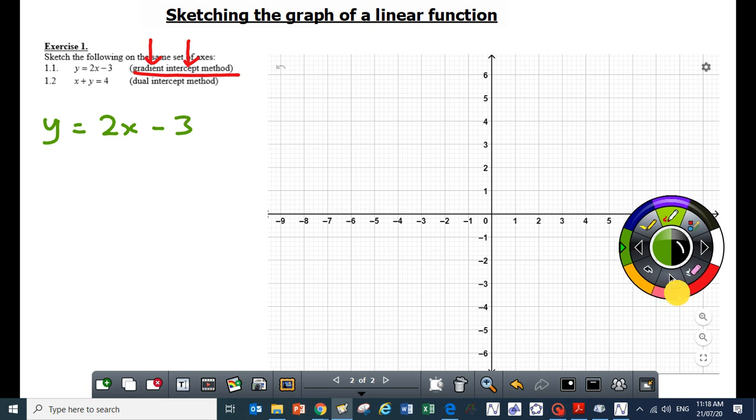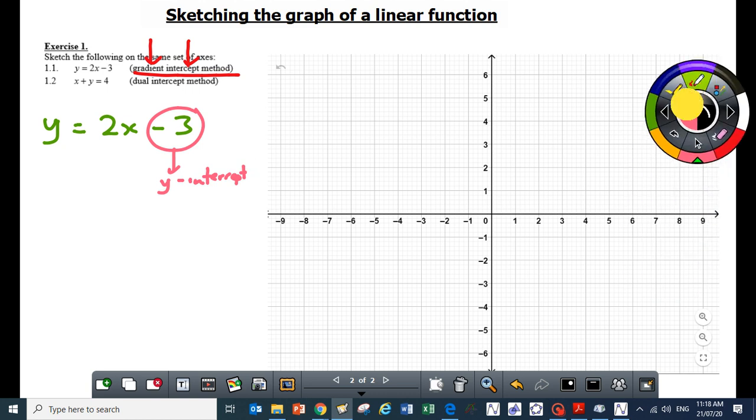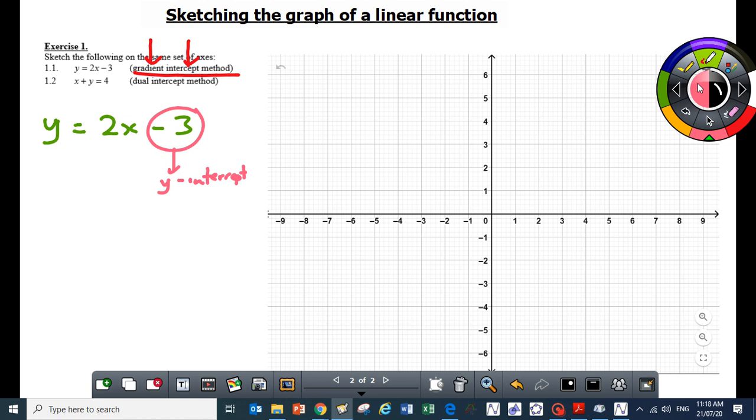So, first thing, this minus 3 is our y-intercept. Okay? That minus 3 is our y-intercept. So we go to the graph. Okay? We locate where minus 3 is. And minus 3 is here. That's where my y-intercept is.